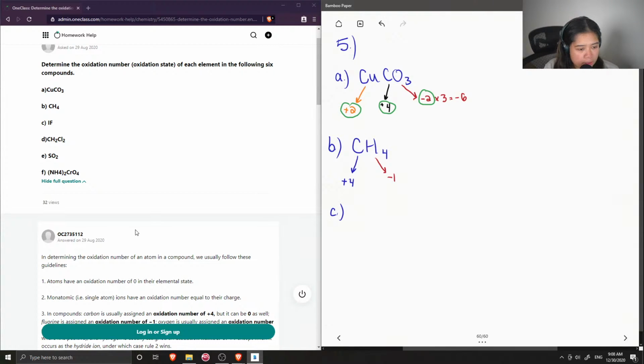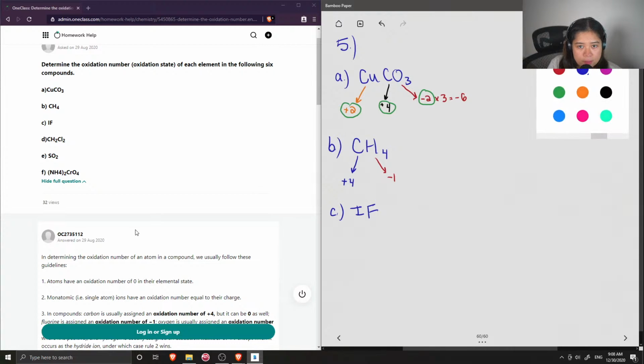Okay, so on to C. We have iodine and fluorine bonded together. So fluorine usually has an oxidation number of -1. So the iodine will have +1. Okay, so now let's look at D.